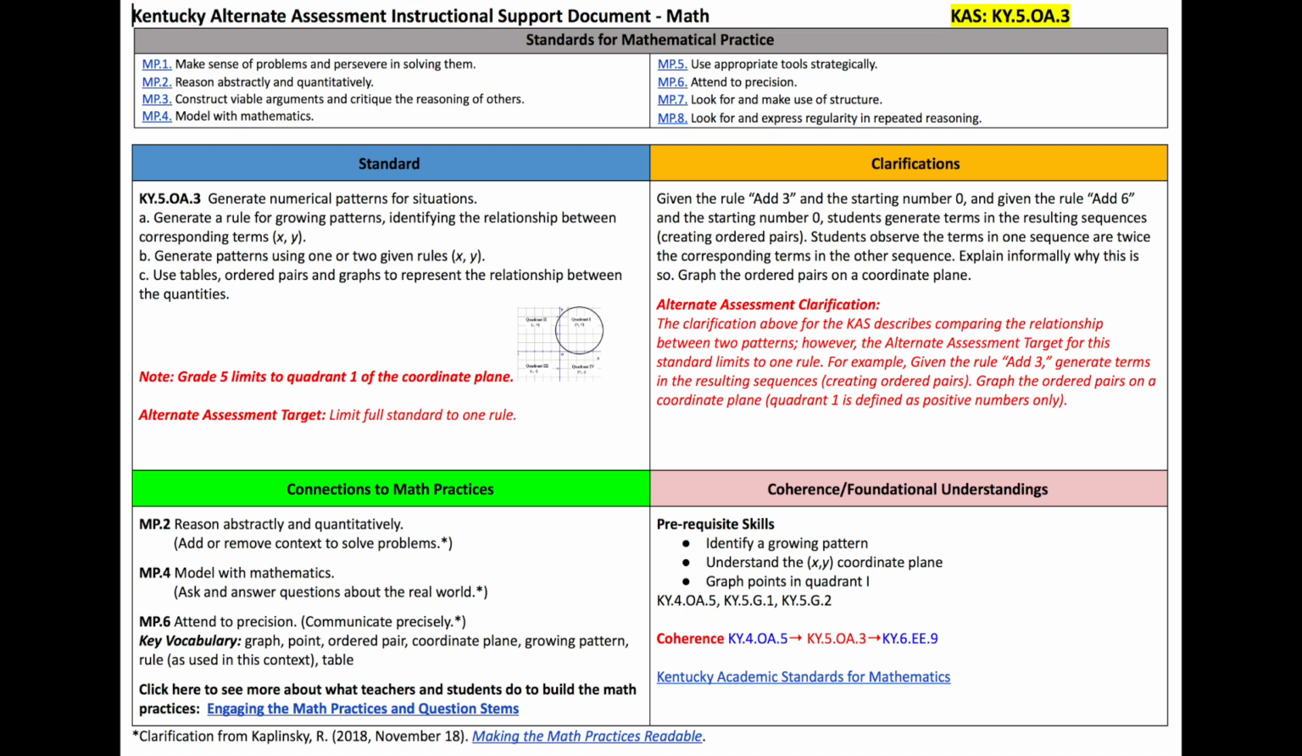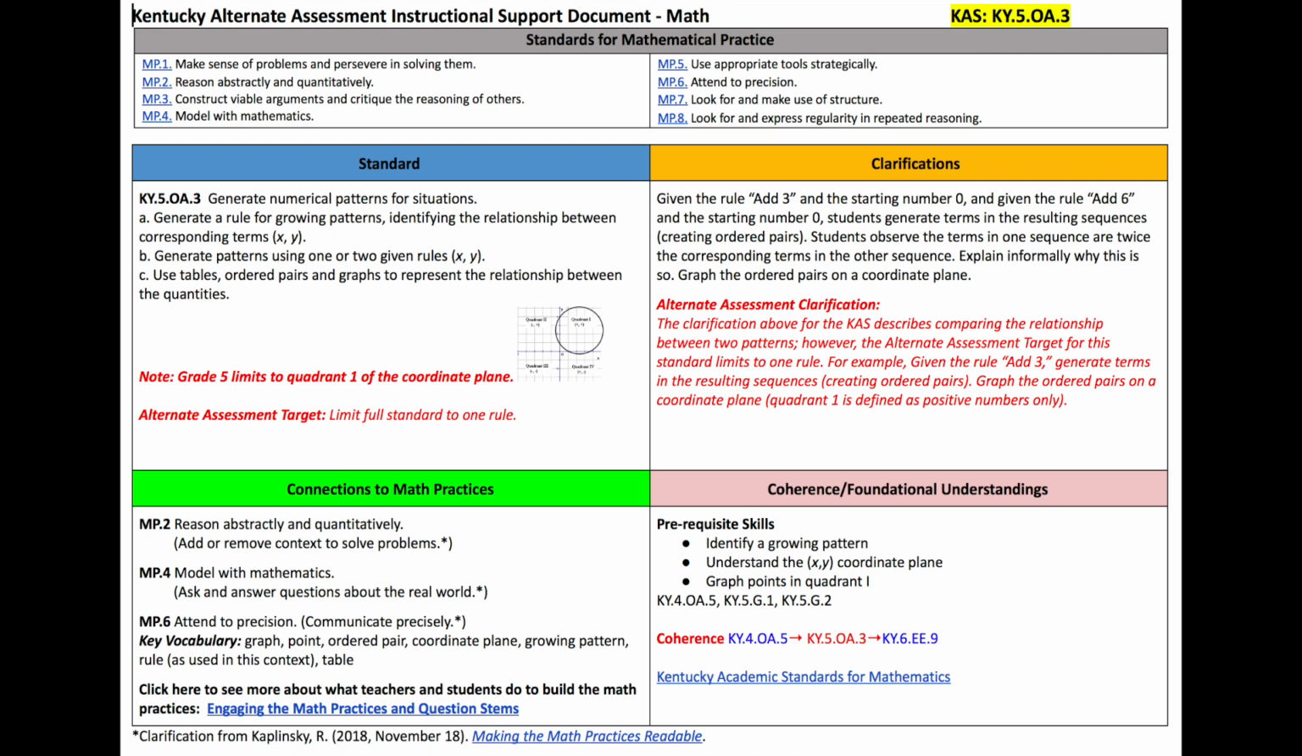And with this 5th grade one, we're going to generate numerical patterns for situations, generate a rule for growing patterns, identifying the relationship between corresponding terms, X and Y. We're working again in that first coordinate plane. That's where we're living at. And we do have a limit, full standard to 1 rule. We're only doing 1 rule versus the standard, well, we're only going to be assessed on 1 rule. The full standard one, you would have to do 2 rules and all.